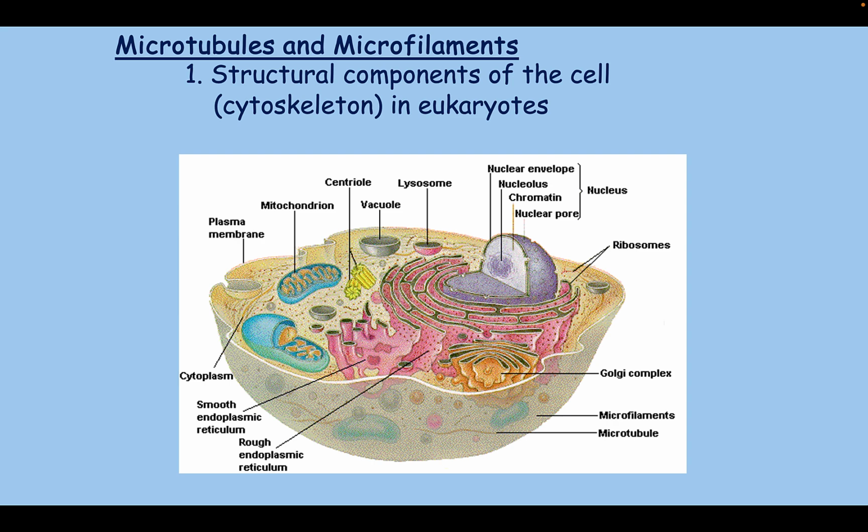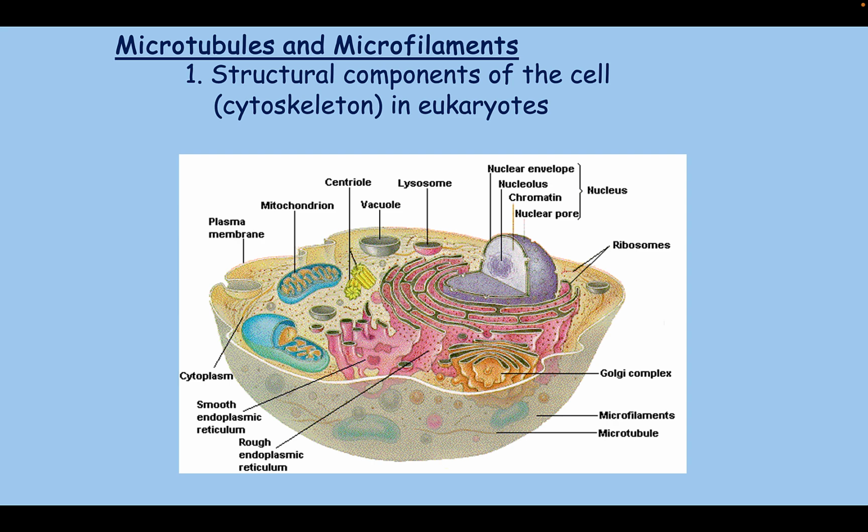Now, just like your body has a skeleton, eukaryotic cells have a skeleton as well, and theirs is pretty complex. Their skeleton is made up of two different types of proteins. One of them is called microtubules, the other microfilaments, and actually there's a third one called intermediate filaments. But for now, just know that there's microtubules and microfilaments, and they form the skeleton. We call it the cytoskeleton because cyto means cell.